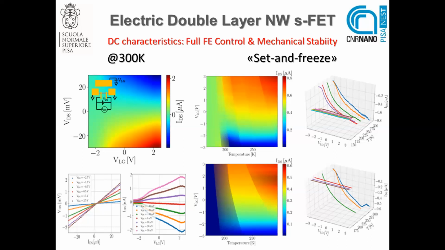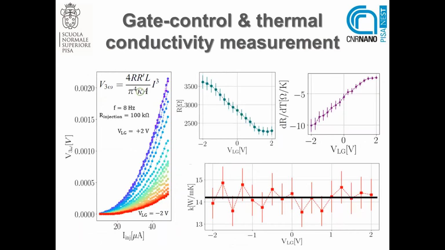So at this point, what we had was the full electrical characterization, DC electrical characterization of our device operated as an EDL transistor, and the characterization of the mechanical stability of the device. Then we could go for the operation of the device as a system for the simultaneous electrical and thermal conductivity measurement, and possibly for the extraction of the full figure of merit. And this is what we did.